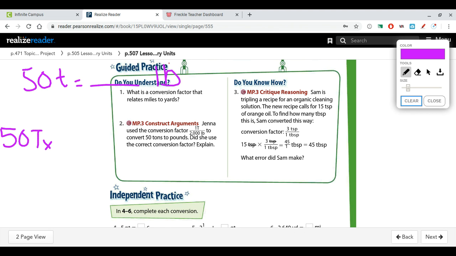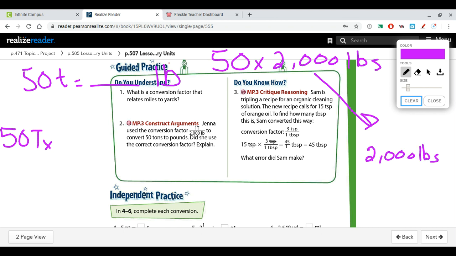So I'm going to take 50 and I'm going to divide, according to Jenna's, right? If I'm going from 50 tons to how many pounds, I'm not going to divide, I'm going to multiply by 2,000 pounds. The conversion factor for the multiplication would look like this: 2,000 pounds for 1 ton. Look at what Jenna used. Jenna used 50 tons times 1 T over 2,000 pounds. She did not use the correct conversion factor.